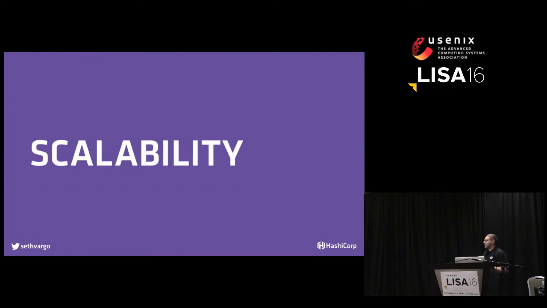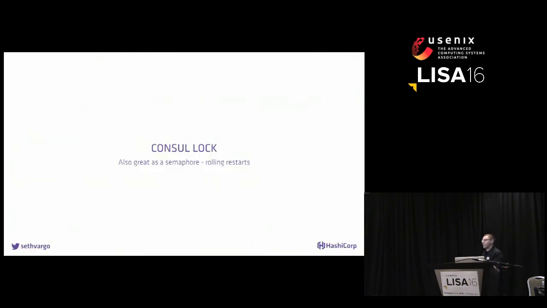So it's really great for semaphores. So let's say you need to do a kernel upgrade across your entire fleet. You super don't want to restart your entire fleet all at once, because that's going to cause downtime. You can use something like Consul lock to control maybe two or three at a time, and only once that server comes back up will it be able to release the lock for the next one.